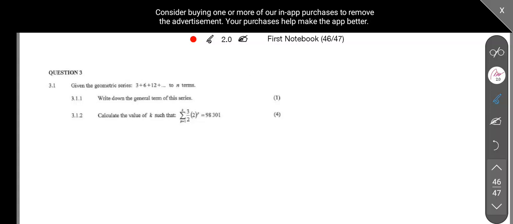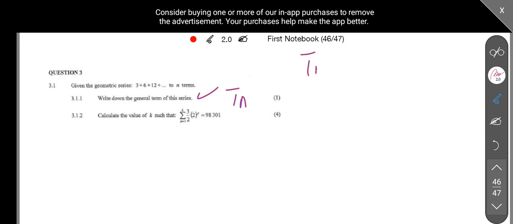In this lesson, we'll be doing question 3 of November 2023. They said, given the geometric series 3 plus 6 plus 12 and so on to n terms, 3.1.1 says write down the general term. General term simply means Tn.